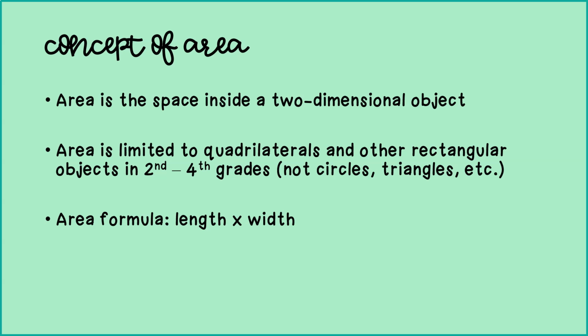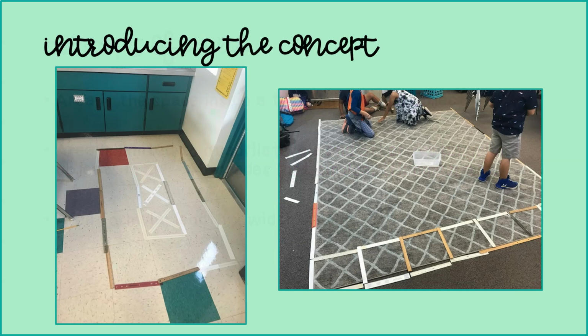So you can think about it like the space in between a two-dimensional object, and in second through fourth grades, which is who this video is targeted for, we are only looking at quadrilaterals, rectangular objects, objects with the straight, non-diagonal lines. So we're not talking about circles, we're not talking about triangles. The area formula is just length times width. So let's talk about how this topic can be introduced to children and then some different ways to help them conceptualize it when it gets to be a little bit more difficult.